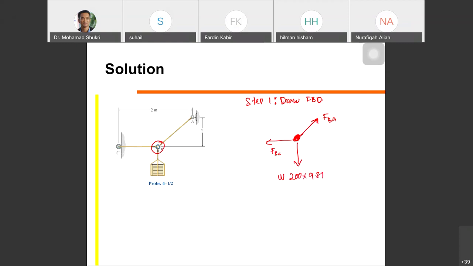This one is weight, which is 200 times 9.81, 1962 newton.